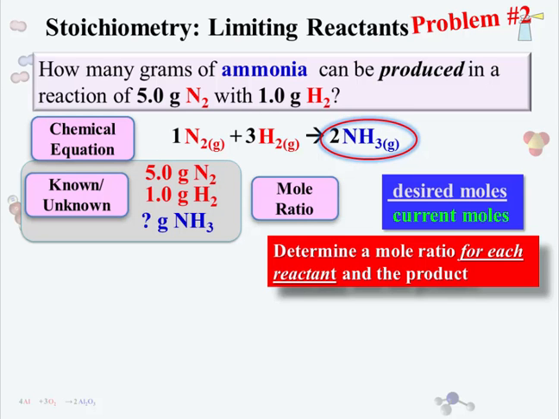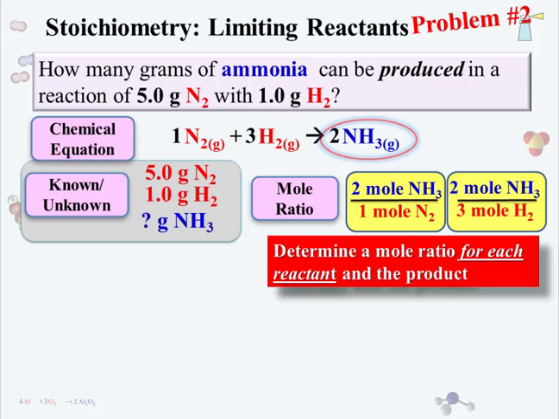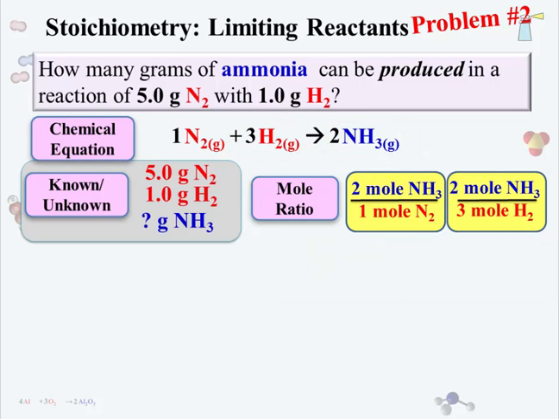Both mole ratios will use the same desired substance. The 2 moles of ammonia will go in the numerator of both mole ratios. The mole ratio with the reactant nitrogen will be 2 moles of ammonia over 1 mole of nitrogen. For the second reactant, hydrogen, its mole ratio will be 2 moles of ammonia over 3 moles of hydrogen. These mole ratios will be used to calculate moles of ammonia that can be directly compared. The smallest amount of product will be coming from the limiting reactant.